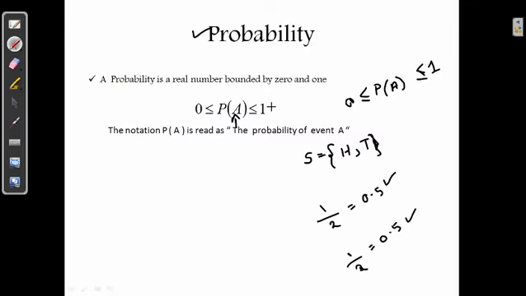That is the condition. So a probability is a real number bounded by 0 and 1. It should lie between 0 and 1. Whenever you get an answer in probability, it should always be between 0 and 1. If you get it as a negative value, it is a wrong result. Again, if you get it as 1.01 or 1.2, the result is wrong. You should always get the answer between 0 and 1. Clear with that?